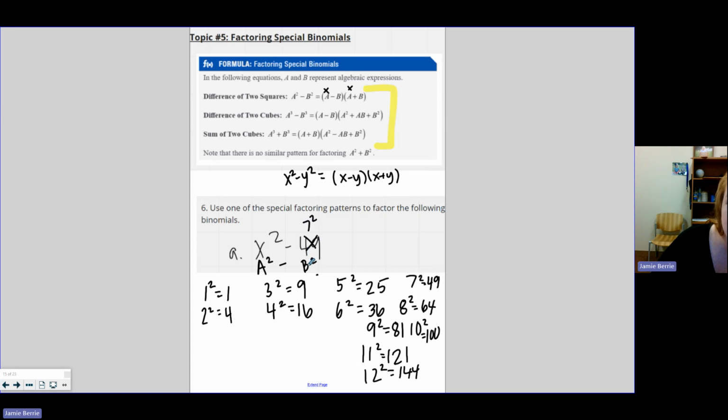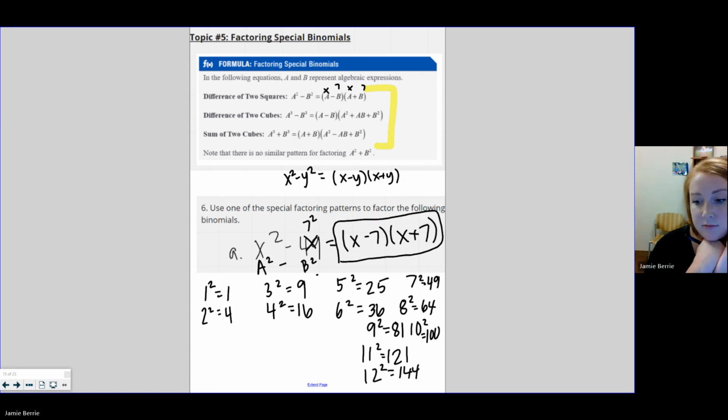All right, so now you can match it up. The 7 matches with the B, the squared matches with the squared. So B is going to get replaced by 7. Now you just need to fill it in: X minus 7 times X plus 7. That's it. So not terribly difficult.